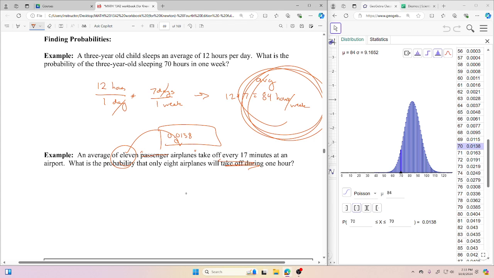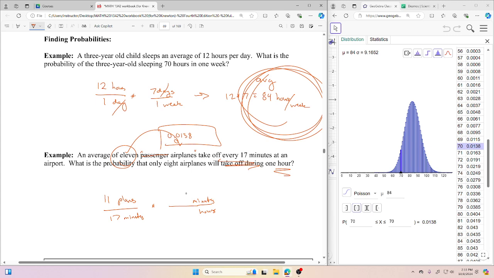So you can see that we need to convert this, right? We got 11 planes in every 17 minutes. So when I'm converting this, I want to make sure that my minutes are going to cancel because we need hours. They need hours.